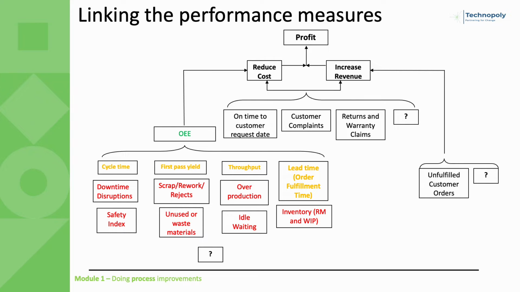Some common examples of performance measures that we will talk about in the succeeding lessons will be OEE, cycle time, first pass yield, throughput, and lead time. These are common lean measures that are often mentioned and often used. It's important for us to understand what they mean and what they can represent so that they can better be used when we drive our improvements.